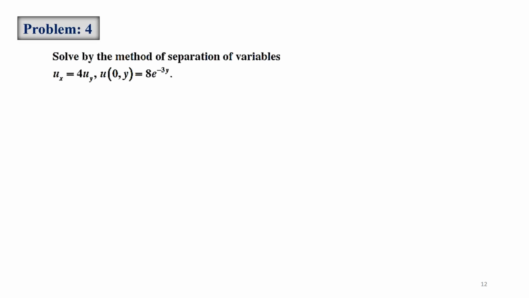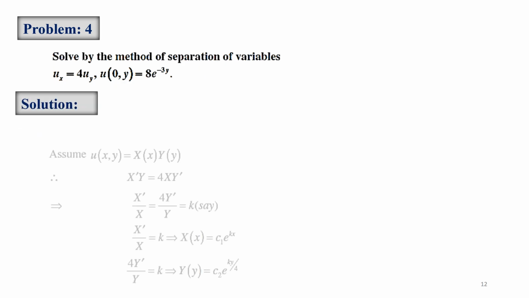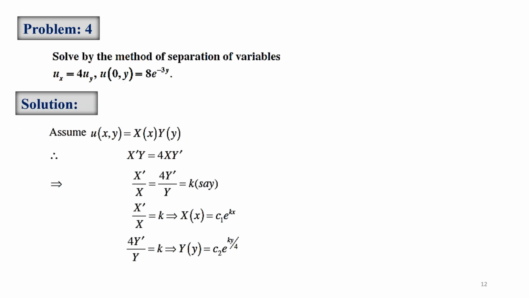Now, ux equal to 4uy. Here ux is nothing but dou u divided by dou x, and uy is dou u divided by dou y. It is of the form x dash y equal to 4xy dash, so ux plus 4uy. Now we have to differentiate with respect to x and differentiate with respect to y.